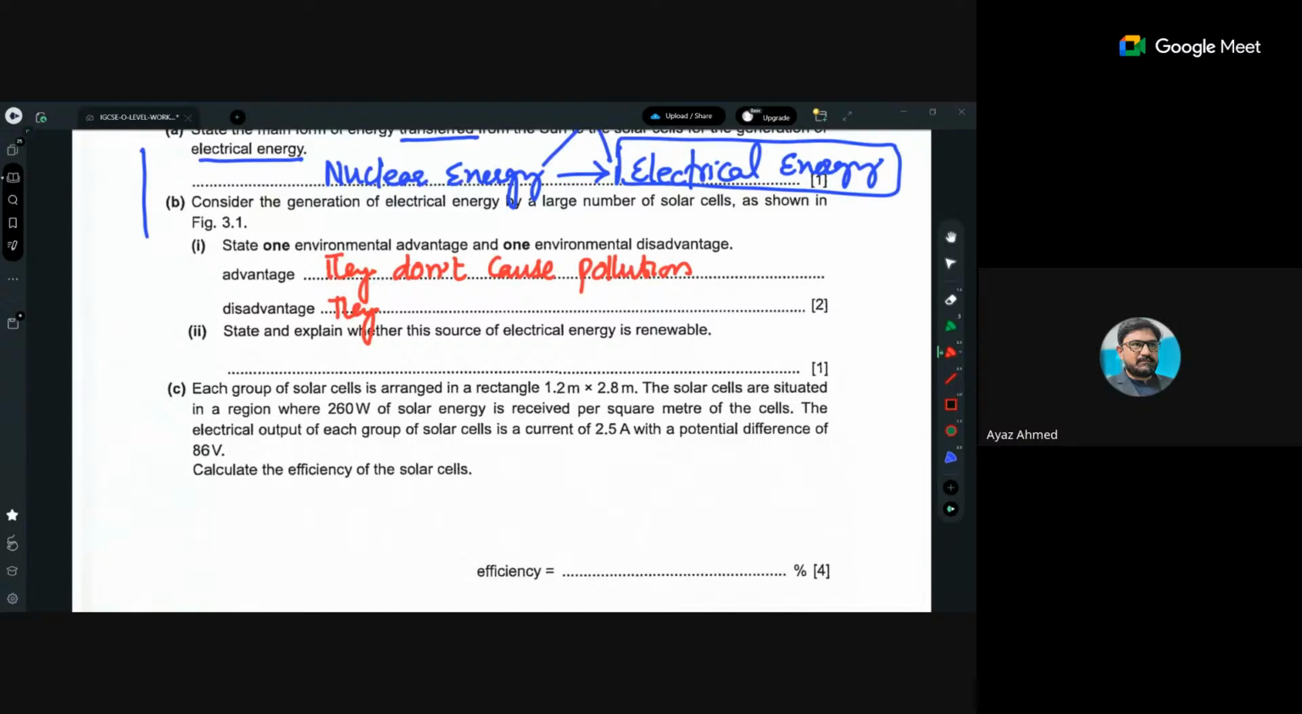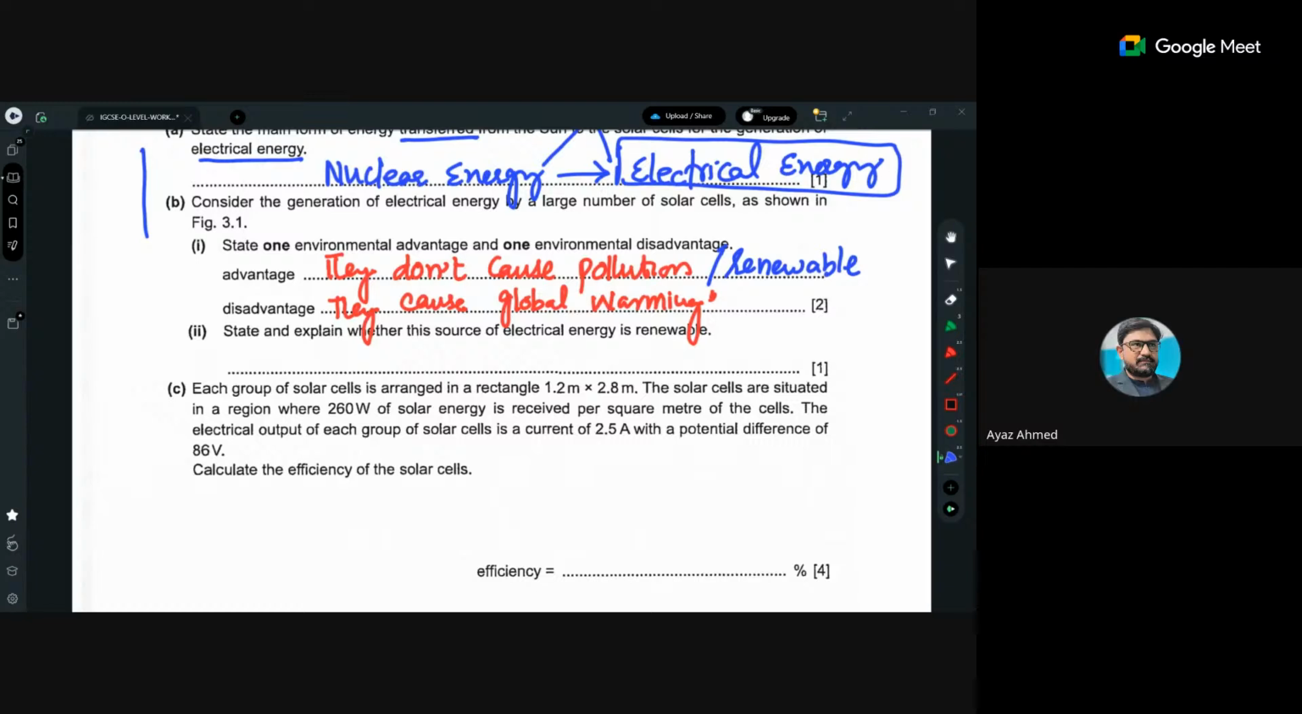So they do not cause pollution. And what is the disadvantage? The disadvantage is that they cause global warming. Yes, global warming, right? Why do we write that they're a dilute source of energy? Like they produce less energy as compared to the fossil fuels, so the energy produced by them is dilute.